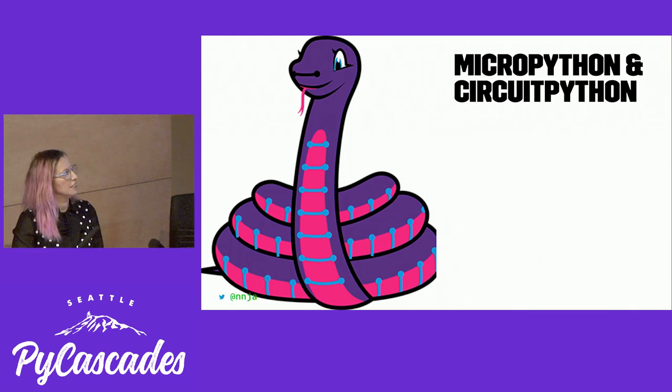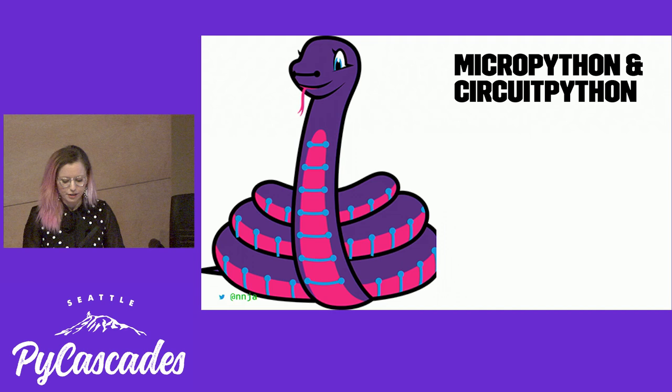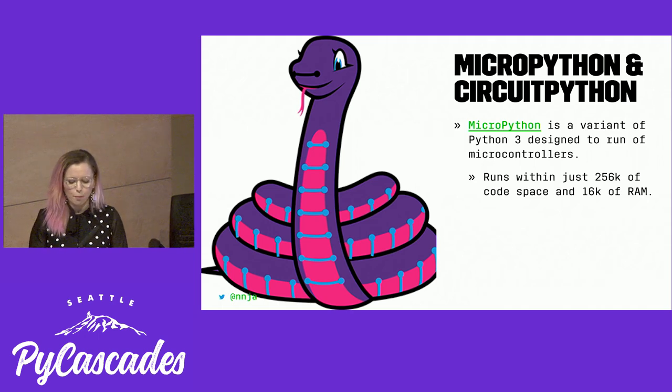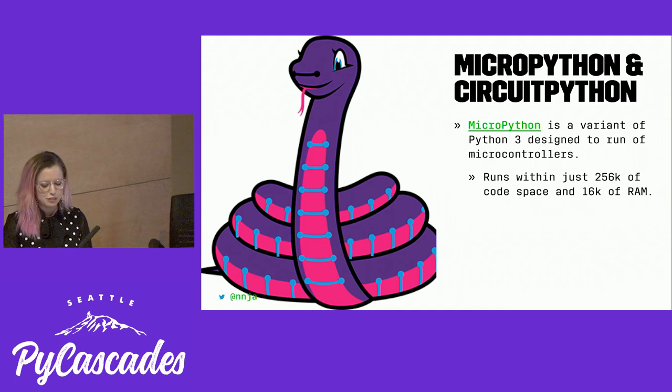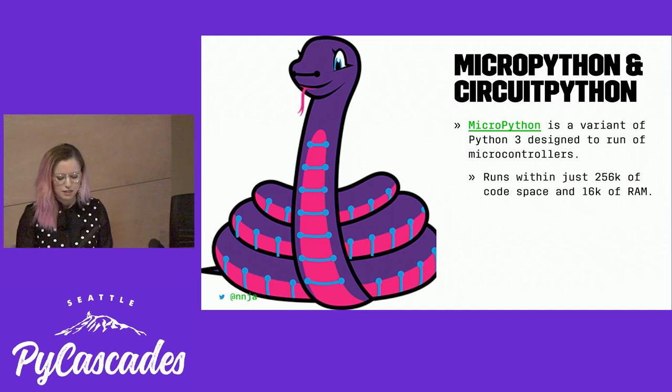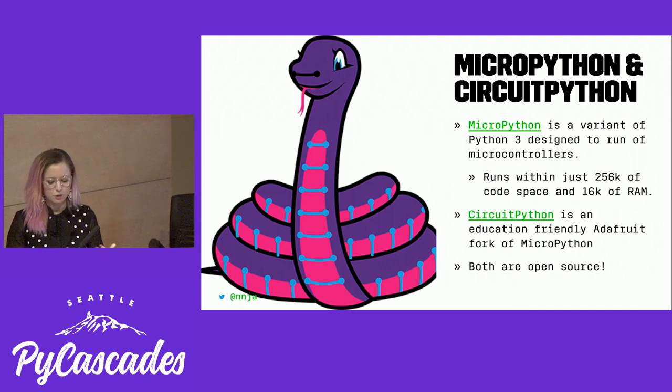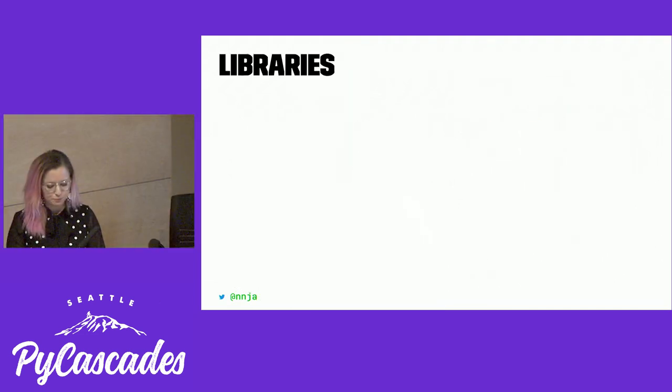Now, there's 2 variants of Python that run on hardware. There's MicroPython. It's a variant of Python 3 that's designed to run on microcontrollers, and it's really compact. It's compact enough to fit and run within just 256K of code space and 16K of RAM. It's what runs on the micro:bit. There's also CircuitPython, an education-friendly Adafruit fork of MicroPython. Both are open source, but since I'll be showing my demos on Adafruit hardware, we'll be using CircuitPython.